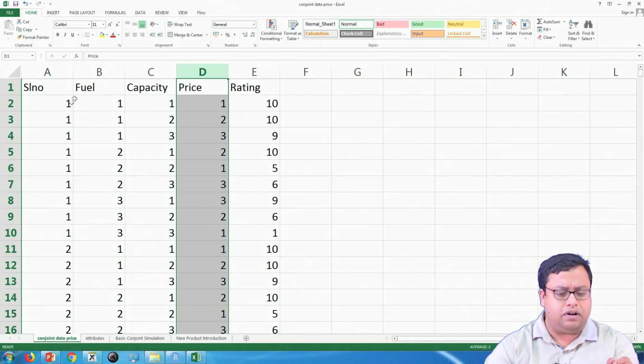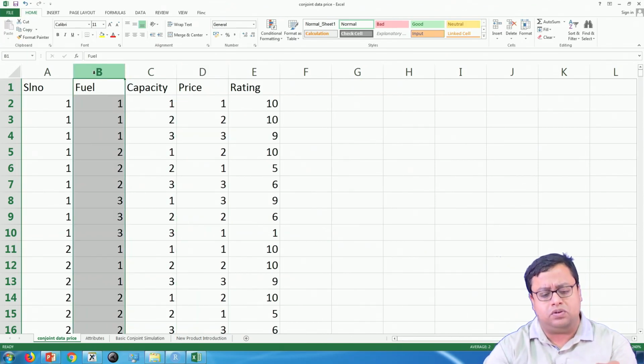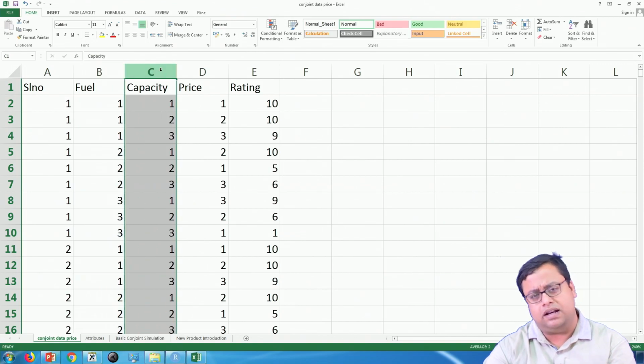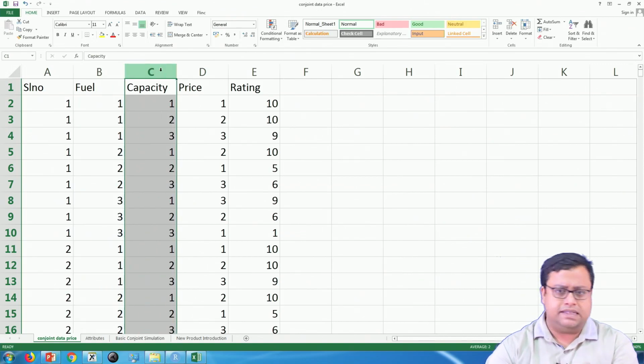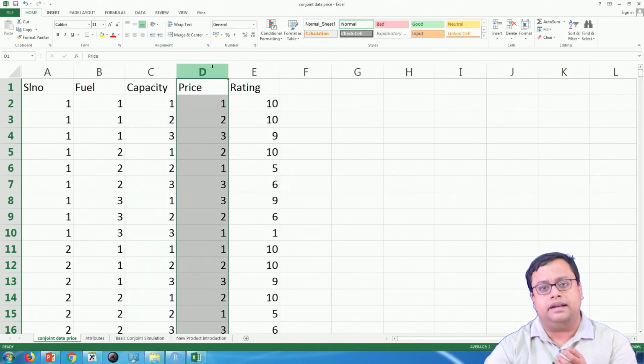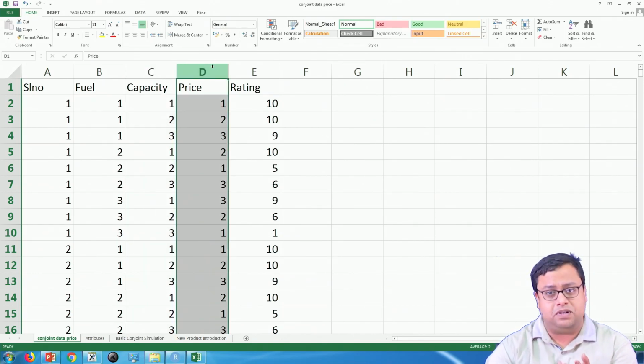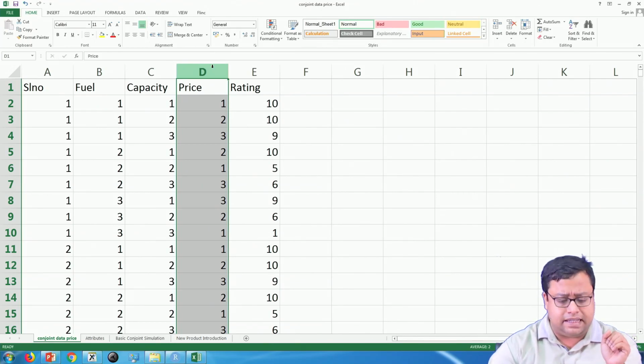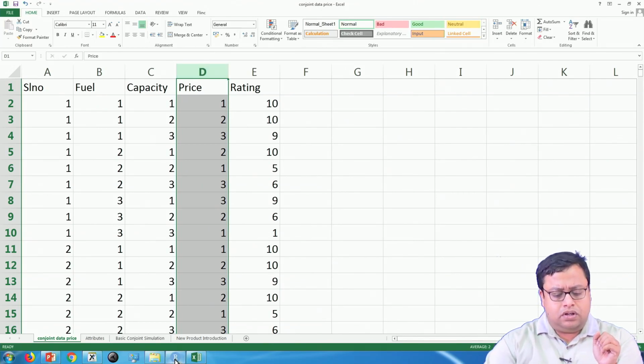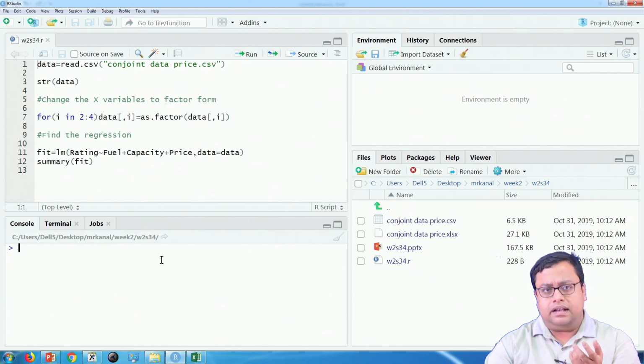So, I have to create a fuel 1 dummy and a fuel 2 dummy, and probably I can keep fuel 3 as the reference point. Then again, capacity 1 dummy, capacity 2 dummy, with capacity 3 as the reference point, and then price 1 dummy, price 2 dummy, with price 3 as the reference point. Any of these 3 things I can do. I will quickly do that in R.